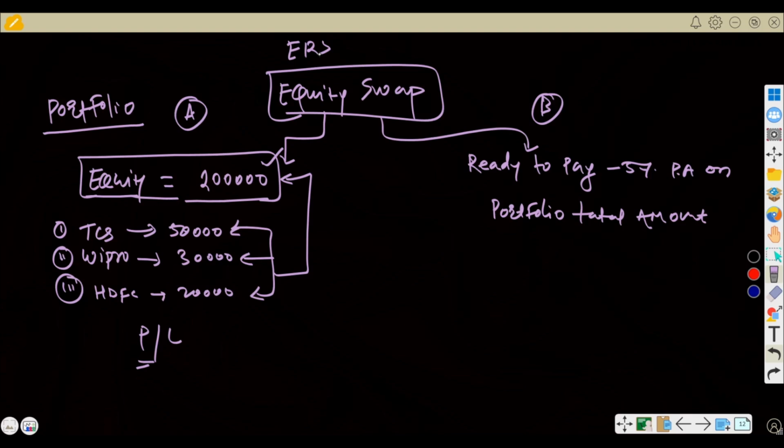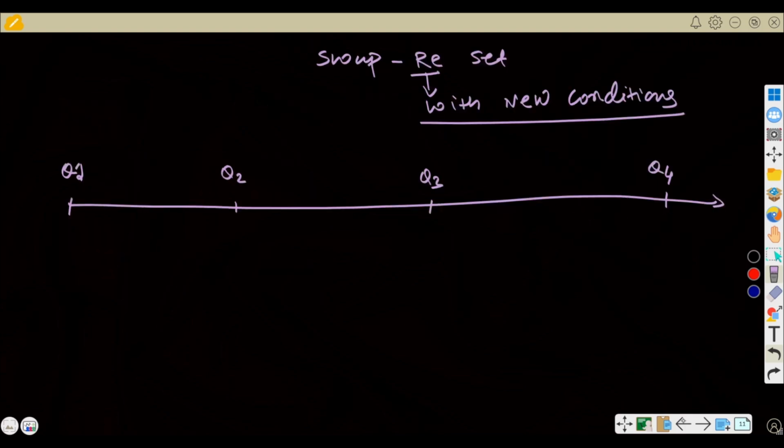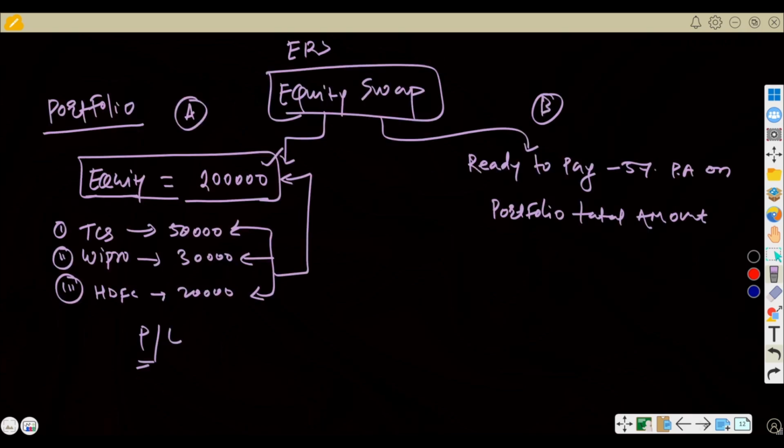So now let's assume it's an equity swap contract where A and B both have agreed, and the terms are executed on paper, and then it looks like this. They have also set the reset period. Every quarter the contract will reset. So at the first quarter end, what happened? Let's say the portfolio price changed and the total portfolio value reached 1 lakh 50,000.